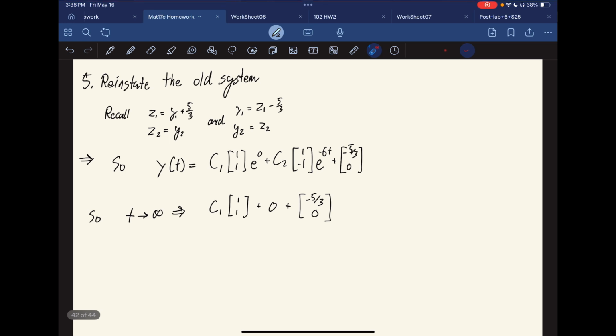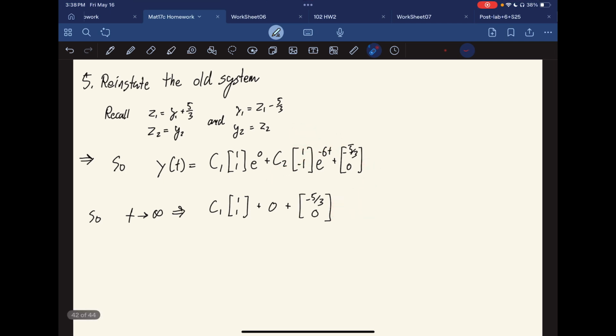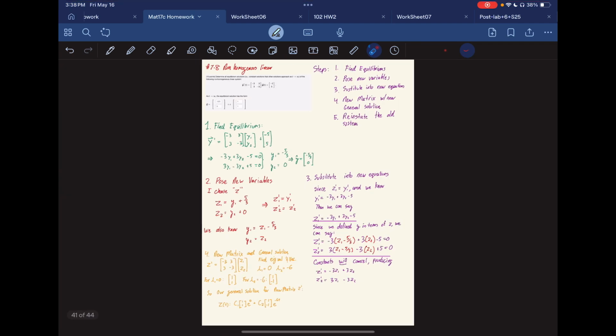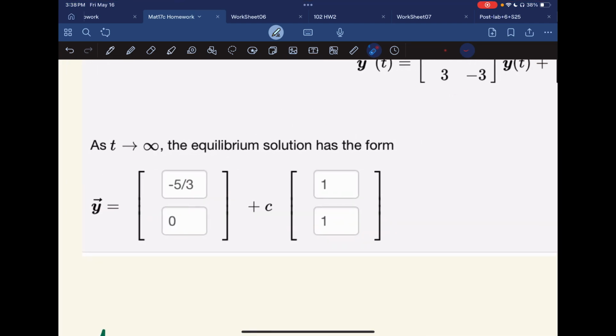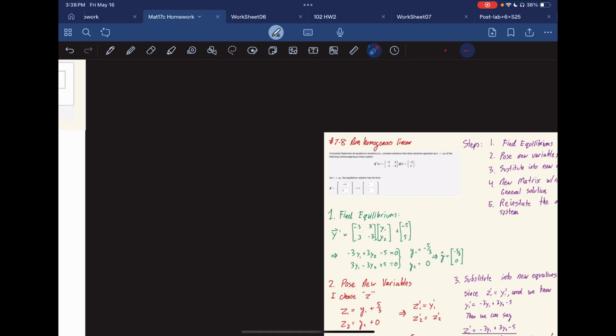So the very last part of the problem asks you to take the limit as t goes to infinity. And after you plug this in, this all becomes 0. And then you're left with your constant values and this system right here, which satisfies this guy right here. It all comes full circle.